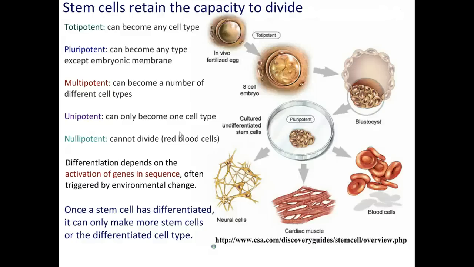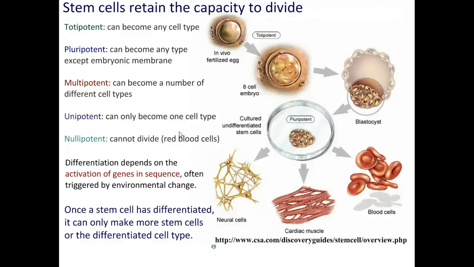Nullipotent are red blood cells because they don't have their own DNA. They had DNA. They made so much hemoglobin or protein that they've kicked out all the other organelles in their cell body, and now they're just protein, so they can't replicate on their own. Instead, they need bone marrow from your bones.